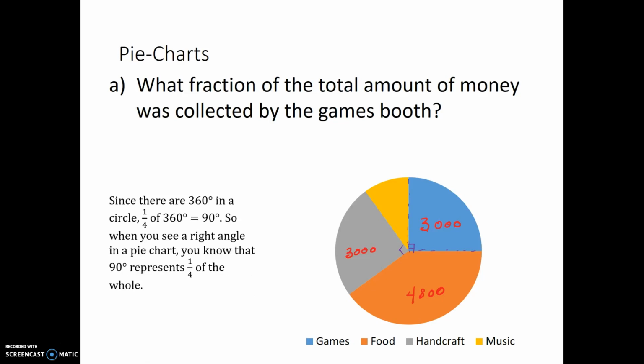Okay? So when we have a question like what fraction of the total amount of money was collected by the games booth, we can look down here at our key. Games is blue. And since we've got a little square right there, we know that 1/4 of the total amount of money was collected by the games booth.